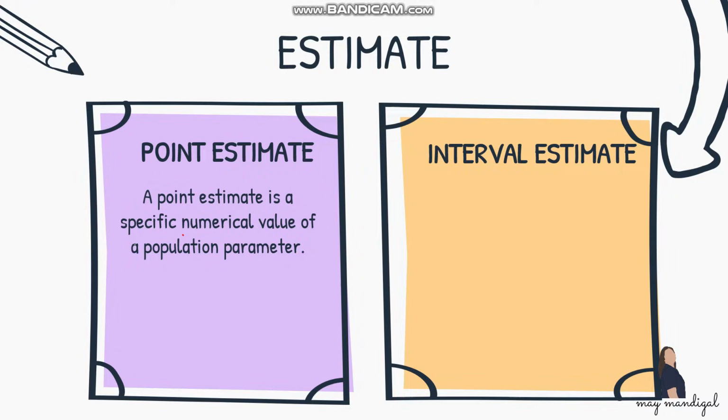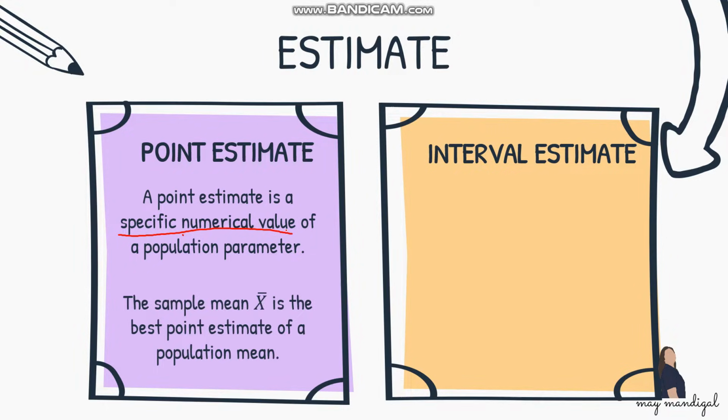So again, the point estimate is just a specific numerical value. This means it is just a single number. That's why we call it the point estimate. Now the sample mean, or X bar, is the best point estimate of a population mean. As we know, every population has its corresponding population mean, and if we get a sample, this gives us a sample mean. So that mean of the sample from our population is the best point estimate to use for our population mean.